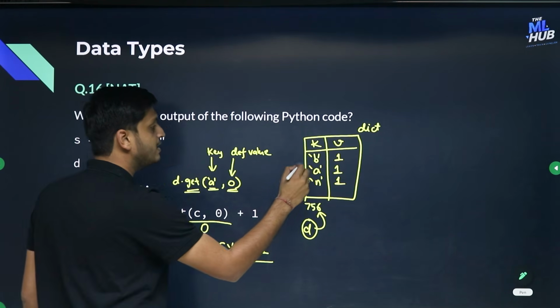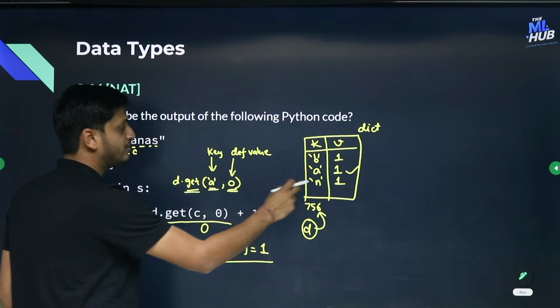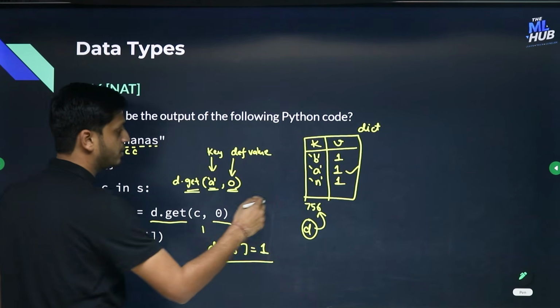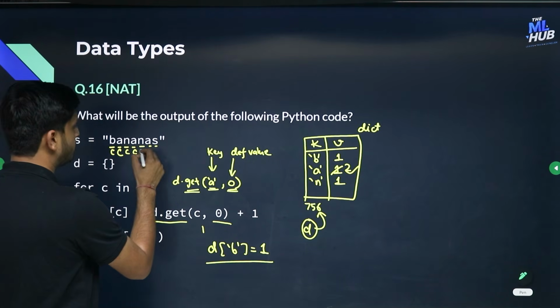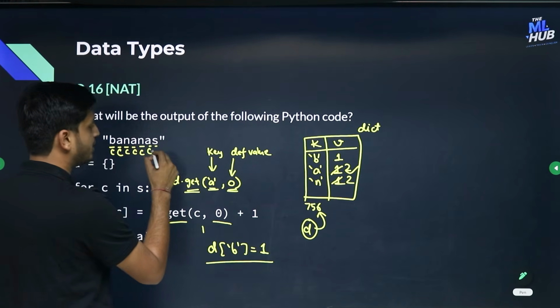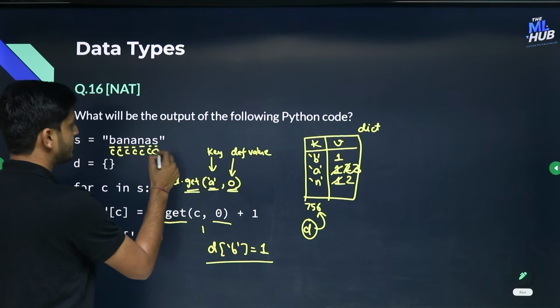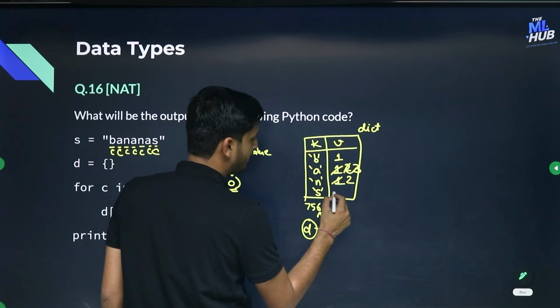Right now A as a key is present in the dictionary. Its value is 1. So it will not give the default value. It will give the value which is present, which is 1. So it will become 1, and 1 plus 1 will become 2. So it will be incremented. So this one will become 2 now. Now again C will become N. N is already there, so its value will be incremented. Then C will become A again. A is already there, so its value will be incremented, which is 3. Then again S. S is not present in the dictionary, so its value will be added. String S will have a value 1.